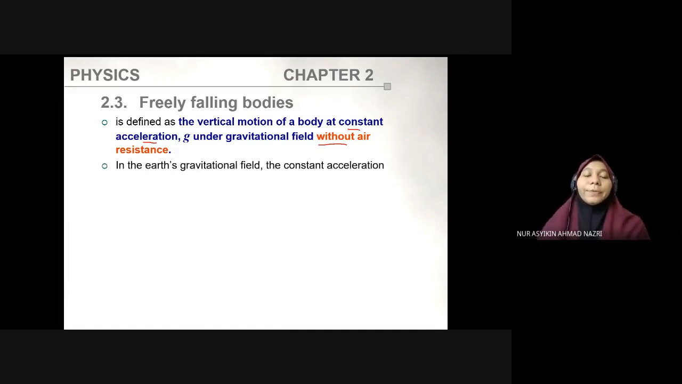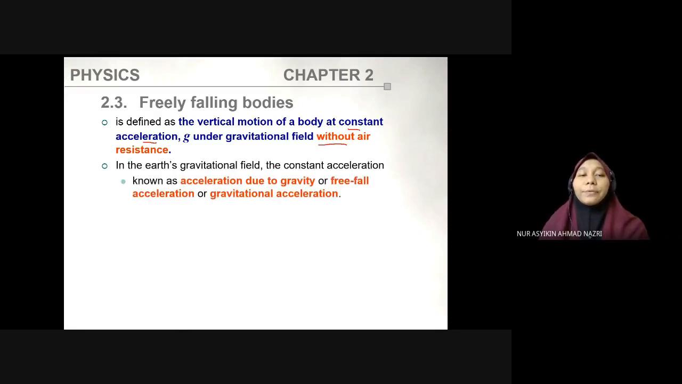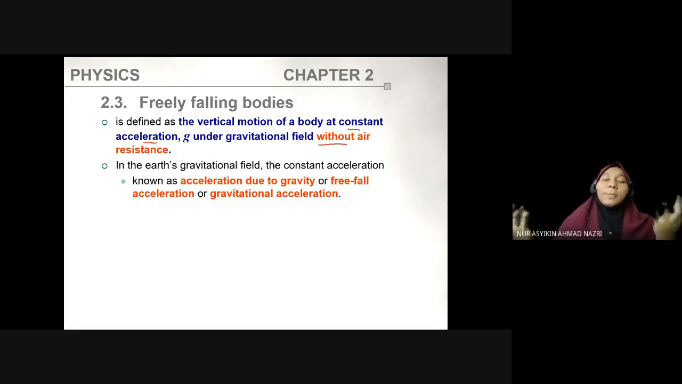Okay. In the Earth's gravitational field, the constant acceleration is known as acceleration due to gravity or free fall acceleration. Okay, so kita harap-harap awak perasan lah kan. Bila kita berjalan pun kita atas bumi. Bila barang jatuh pun dia akan jatuh ke bawah, dia tak terbang ke atas. Tapi bila dekat bulan, what happen?